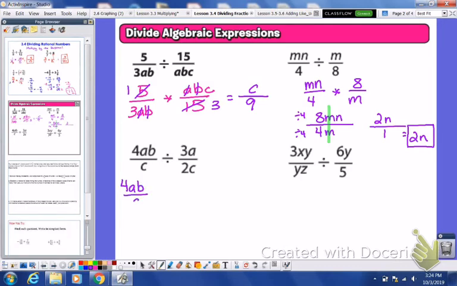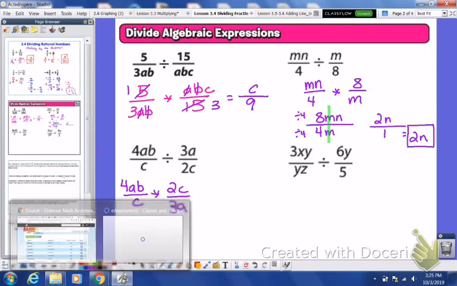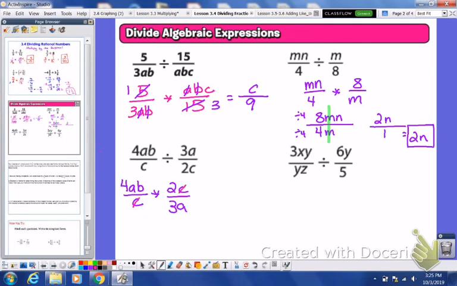4ab divided by c times 2c over 3a. This time my numbers aren't going to do anything. I see I have a c in my denominator, c in my numerator, a in my denominator, a in my numerator, so they're also gone. So 4 times b times 2, I'm going to multiply my 2 and my 4. So 8b over 3. Now I know this looks like an improper fraction, but since we don't know what the b is, we're going to leave it as is.